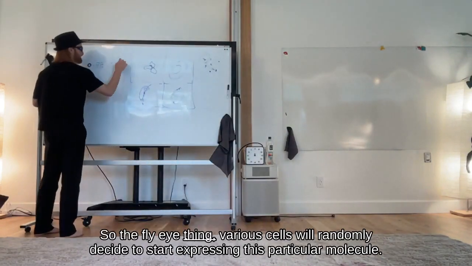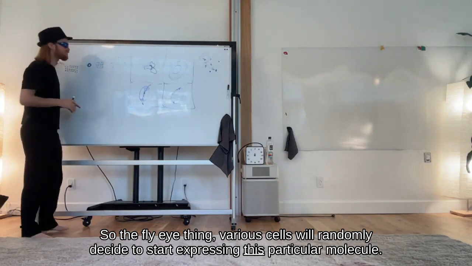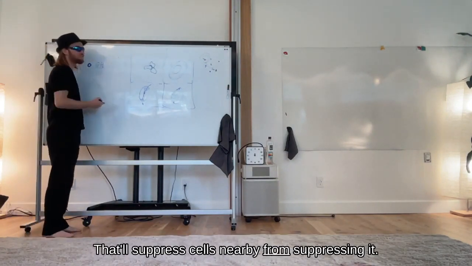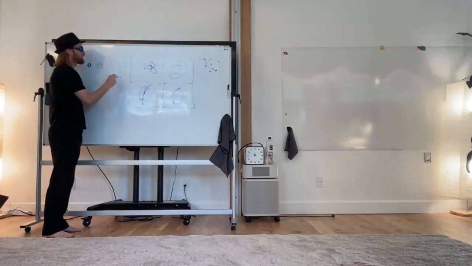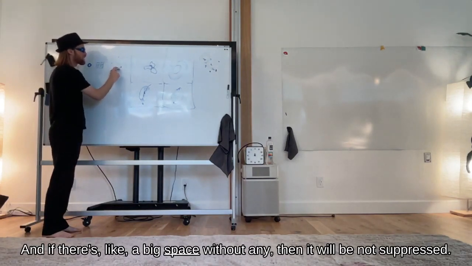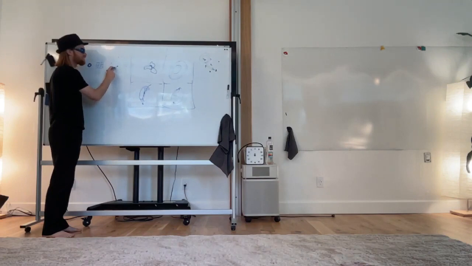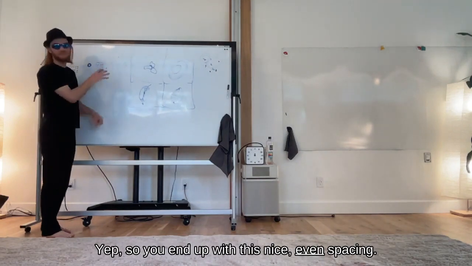So the fly eye thing, various cells will randomly decide to start expressing this particular molecule. That'll suppress cells nearby from expressing it. So if there's two close together, one of them will win out. And if there's a big space without any, then it will not be suppressed, so something will tend to decide to start expressing in there. And so they end up about evenly spaced. So you end up with this nice even spacing.